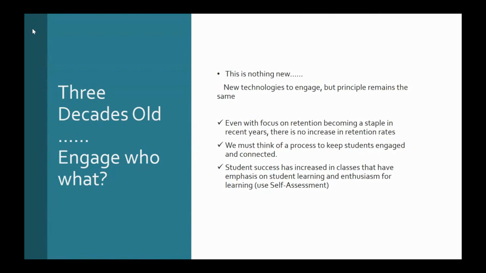Okay. So 3 decades ago, we wanted to know who engages who. Do the students engage us? Do we engage the students? New technology has enabled us to engage in creative ways. And that is not the same. And so as we walk from classroom to classroom, everybody's engaging the students a little differently. But the principle remains the same. So we focus on retention.